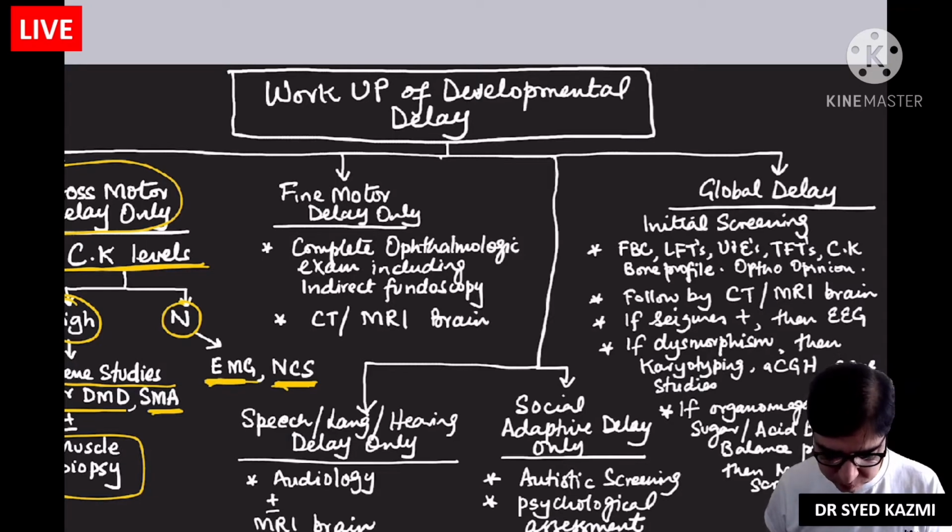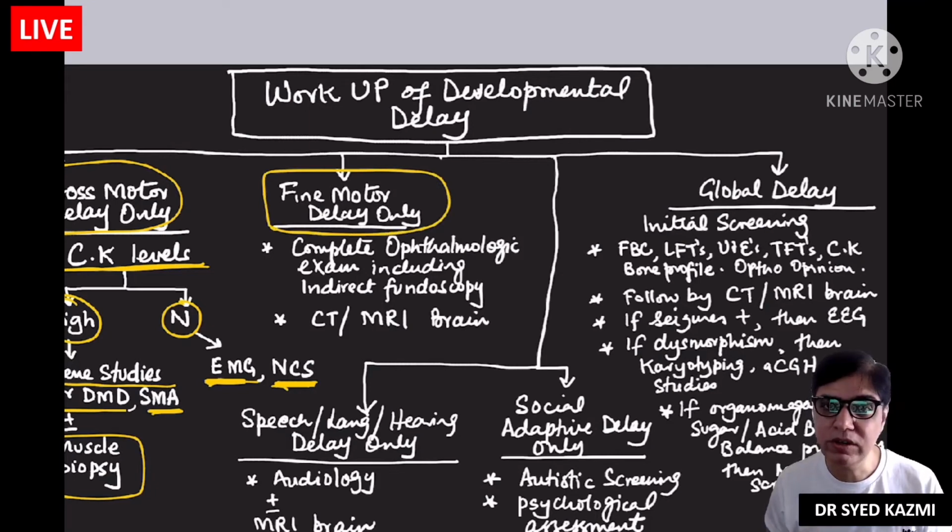Okay. If the child has got problems with the fine motor domain only. I told you fine motor is associated very closely with vision. So now you find the gross motor is fine, social adaptive is fine, hearing, speech, language is fine. Problem is only in fine motor. So the next step would be to take an ophthalmological consult. You would do a complete ophthalmological examination. Obviously, you won't do it as a pediatrician. Basically, you would consult the ophthalmologist, and they can do a complete eye examination.